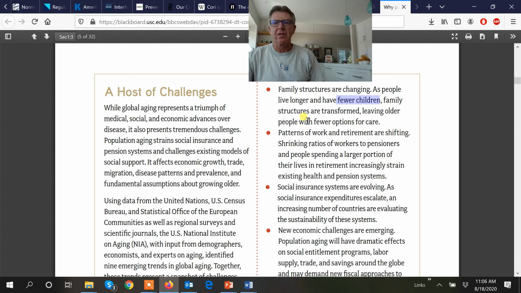So we're going to see this change in structure. Patterns of work are shifting. If I'm going to live longer and I don't have a pension, and very few people do, mostly just government workers, then I don't have any security. The only security I have is a section of this class where we're going to do some investing.